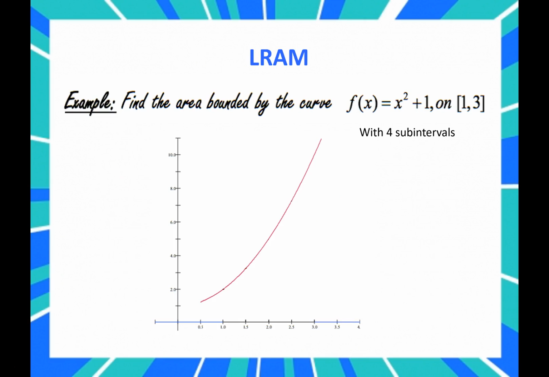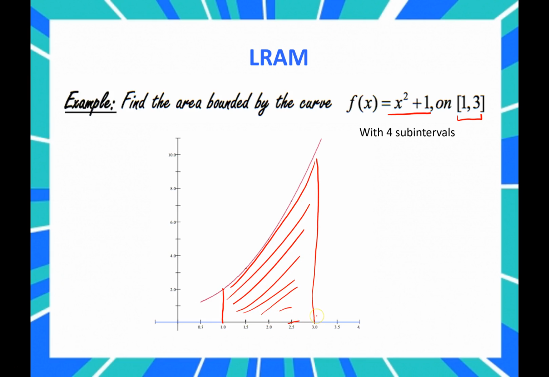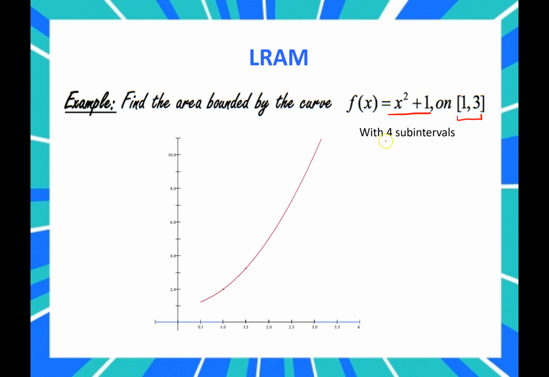All right, so find the area bounded by the following curve. So this red graph is the graph of x squared plus 1, and we want to find the area in the interval of 1 to 3. So in other words, we're trying to find the area under the curve from 1 to 3. Okay, how would we find the area of that? Well, we've already discussed this briefly, but we're going to create rectangles. How many rectangles are we going to do? Well, this problem asks us to do 4 subintervals, which is a fancy way of saying 4 rectangles.